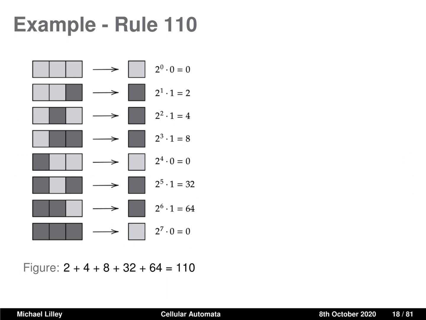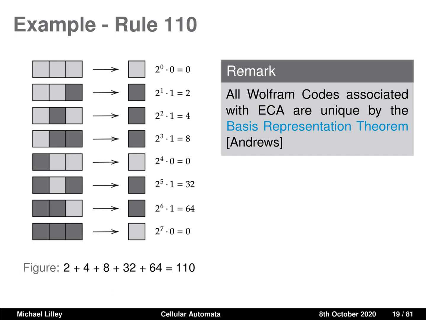The 7 groups of 3 adjacent cells to the right are the binary representations of place values for 1 through 7. If we want to convert this to a decimal number, we simply multiply them by their corresponding coefficients and add them up. As a remark, it's important to note that all Wolfram codes are unique by the basis representation theorem, so we can never get 2 distinct rule sets which compute the same code.